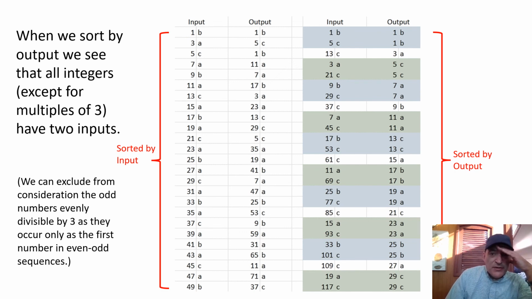Now, what's really nice about this is that if you sort by output in the right side, you then get this organization of BB, A, CC, AA, B, AA, CC. So what's going on here is we can see that the multiples of 3, or the numbers evenly divisible by 3, are only convergent with one letter, A or B or C.